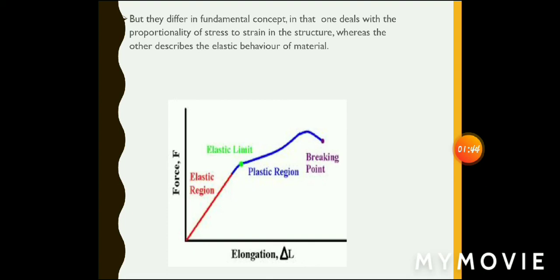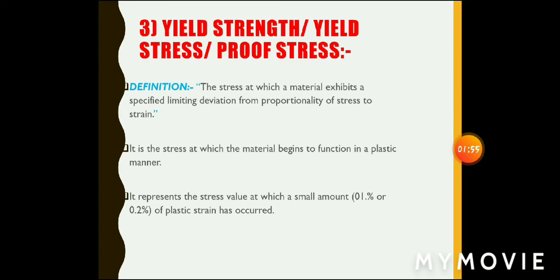Is it clear now? So here the elastic limit should be somewhere on the red line, and that green point should be the yield stress. Now coming to yield strength or yield stress, we already know it is the offset point where plasticity starts. It's also called elastic strength or proof stress. The stress at which the material exhibits a specified limiting deviation from proportionality of stress to strain. It is the stress at which the material begins to function in a plastic manner, that is, the stress value at which a small amount of plastic strain has occurred.